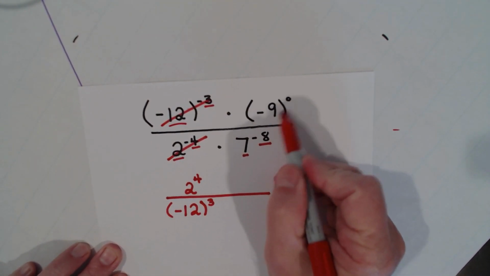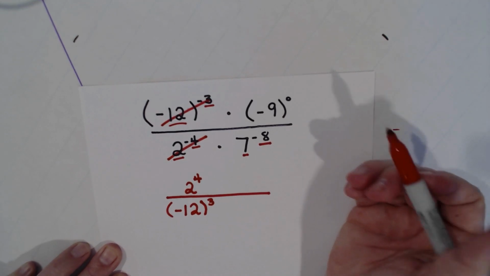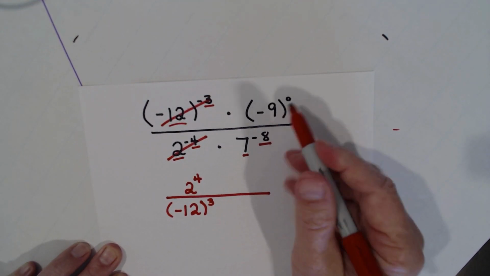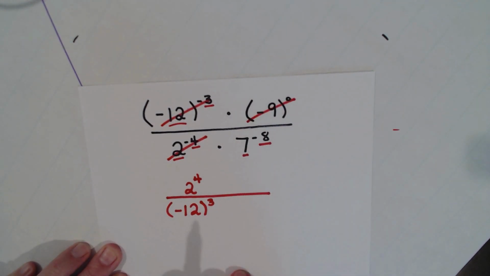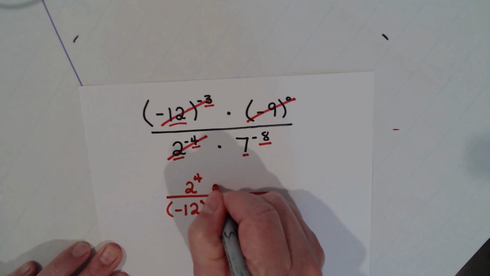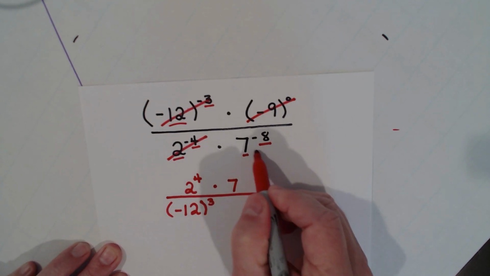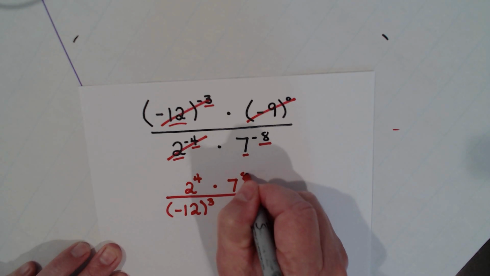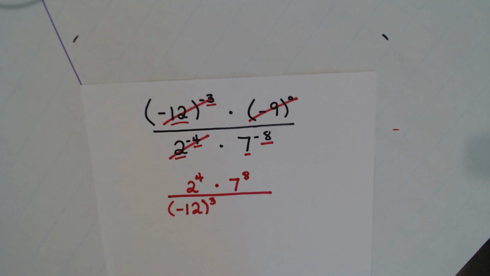-9 to the 0 power, that's 1. I don't have to write a 1. Unless there's nothing else to write, I don't have to write a 1. So don't have to worry about that one. This one needs to be moved into the top. So times 7, because it was in the bottom, I'm going to move it to the top, change the sign of the exponent to the 8th power. So I need to look for something that looks like this right here.